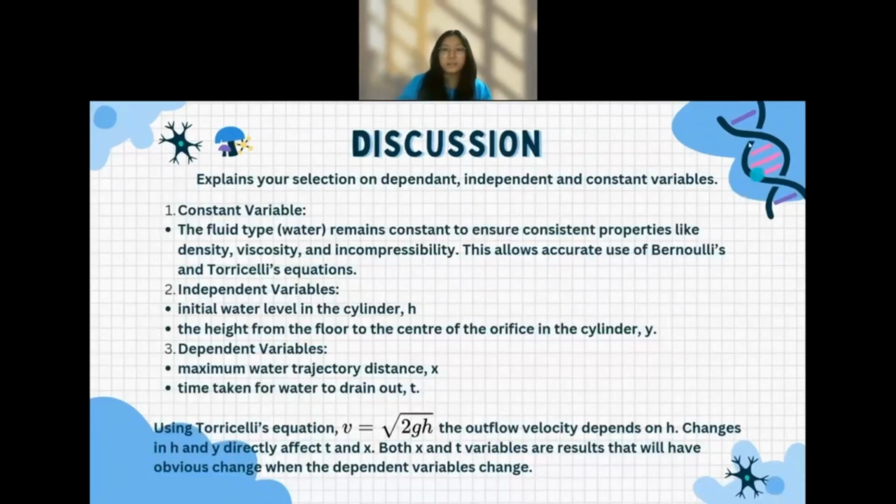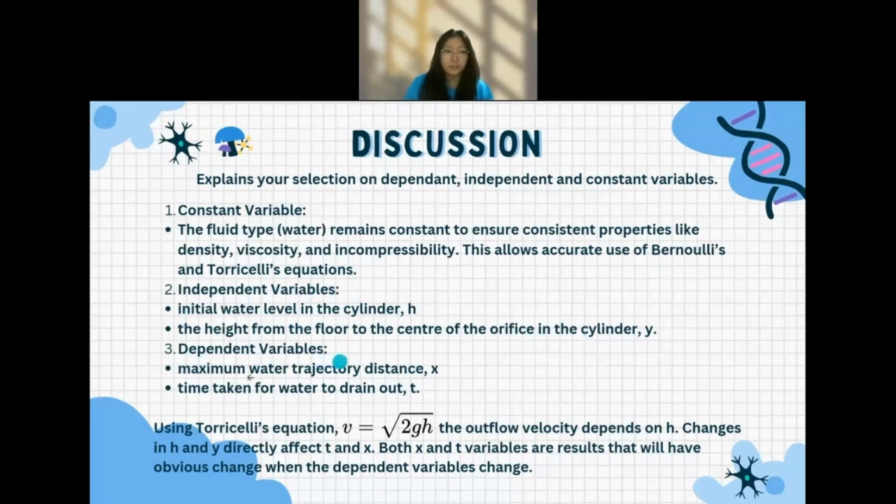So now I will explain the first discussion, and the question is: explain your selection of dependent, independent, and constant variables. The constant variable in this experiment is the fluid type, which is water, remaining constant to ensure consistent properties like density, viscosity, and incompressibility. This allows accurate use of Bernoulli's and Torricelli's equations. The independent variables are the initial water level in the cylinder H and the height from the floor to the center of the orifice in the cylinder Y.